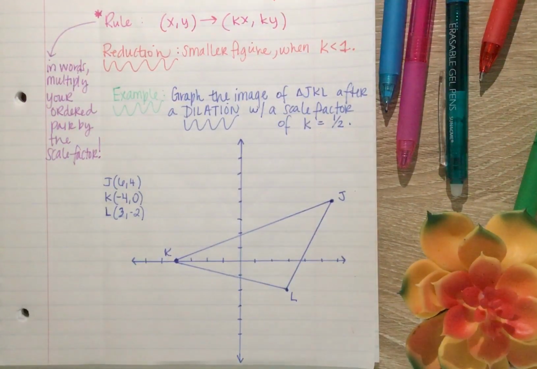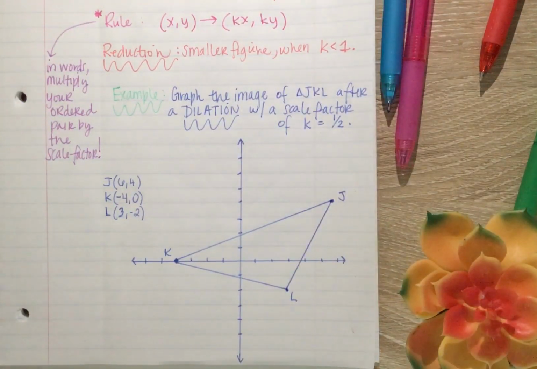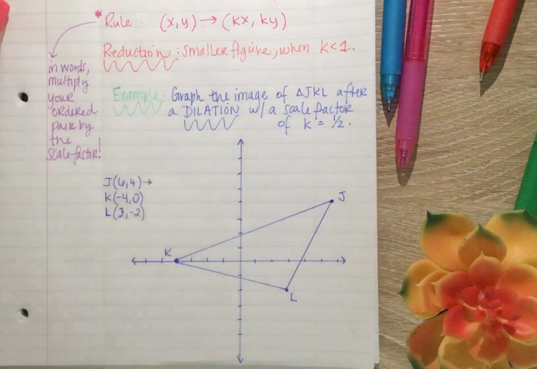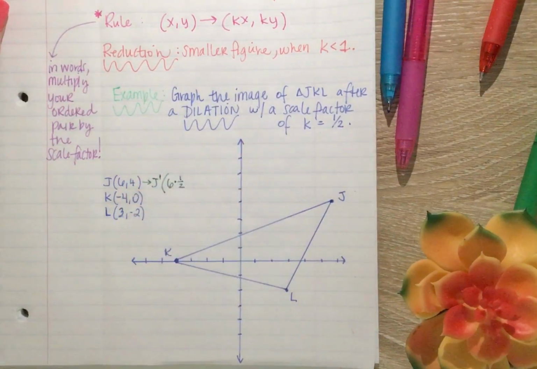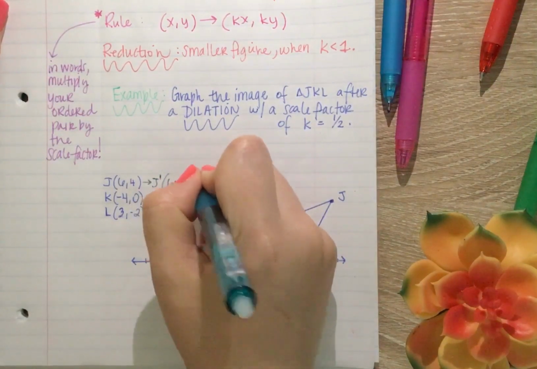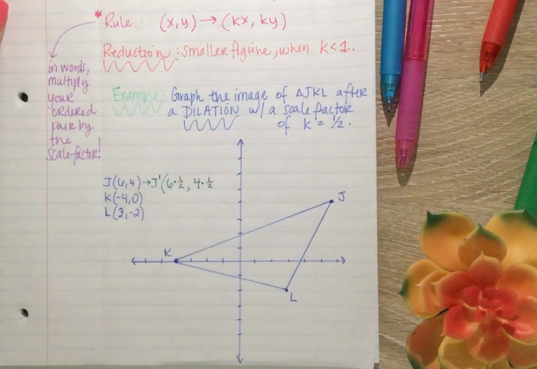Yesterday was pretty simple because we just took the scale factor and multiplied the numbers. The same thing applies here. Now the problem is that fraction 1/2. So I'm going to write down the steps and show you what it should look like. For J to J prime, we take 6 and multiply it by 1/2, our scale factor, and then take 4 and multiply it by 1/2.